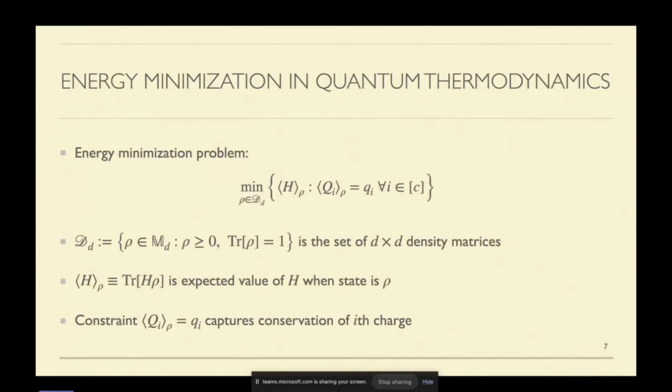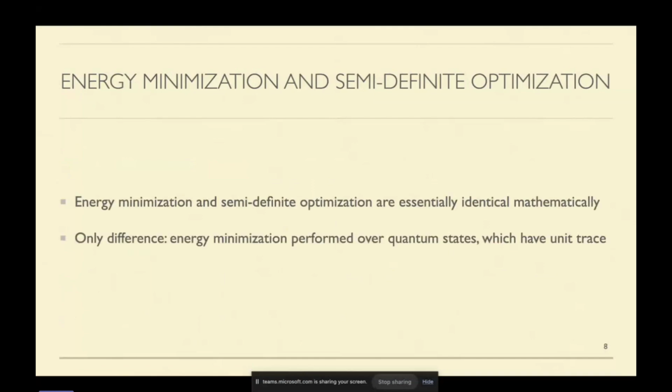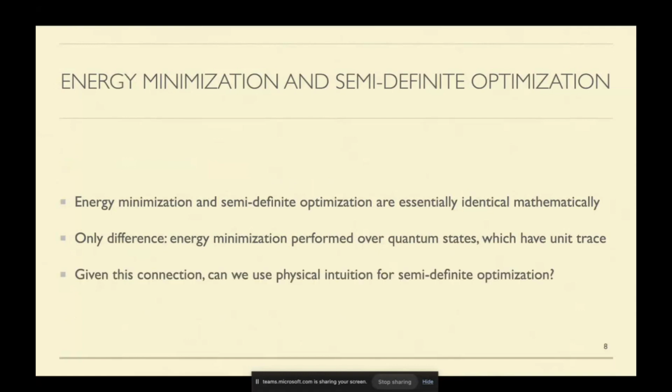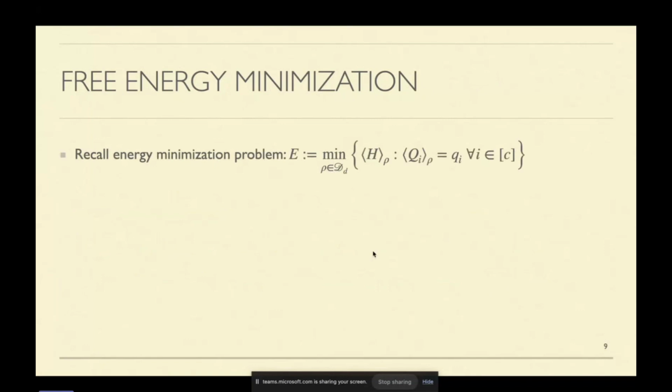All right, so these problems are essentially identical mathematically. As we said, the only difference is that energy minimization is performed over quantum states. And now we return to this question: can we use physical intuition for understanding SDPs? What we're interested in quantum thermodynamics is energy minimization. An intuition that we can use from physics is that real physical systems don't operate at zero temperature, but at a strictly positive temperature.